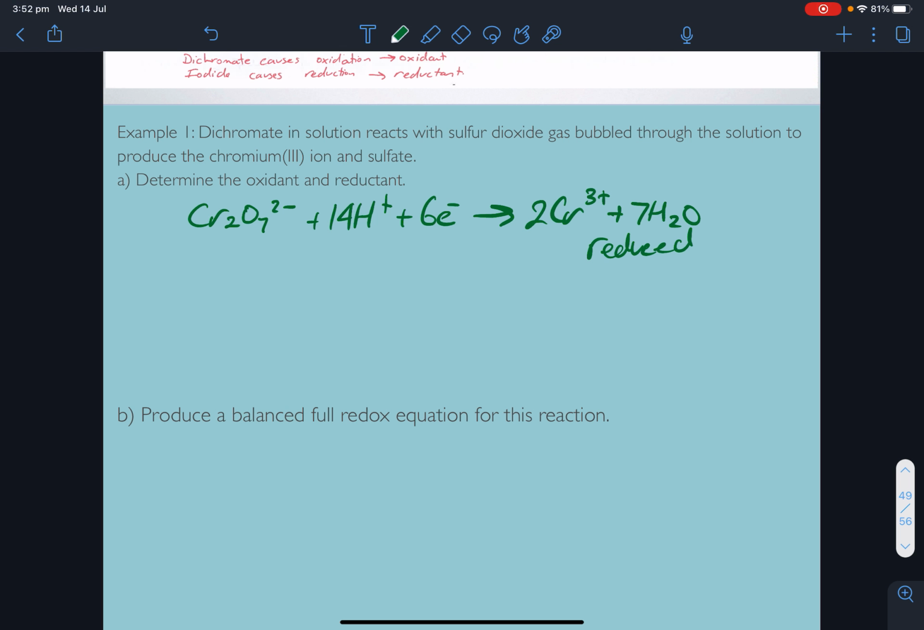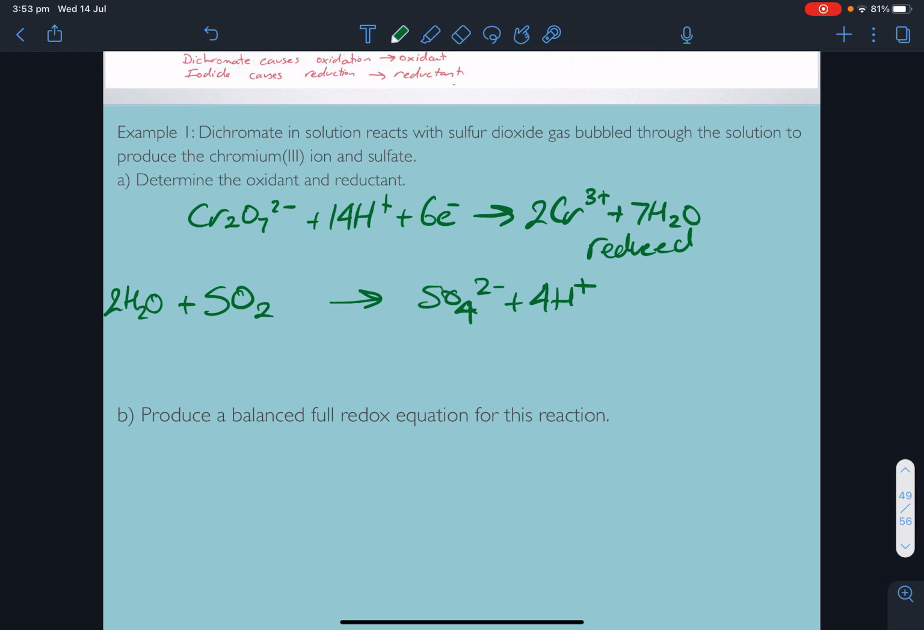What do we got? We got sulfur dioxide gas. Sulfur dioxide producing SO4 2 minus. Okay, let's do our balance half equation here. Balance any non-oxygen or hydrogens. Okay, so sulfur, 1 on the left, 1 on the right, we're good. Balance any oxygens with waters. We have 4 oxygens on the right and 2 on the left, so we need 2 waters on the left. Okay, balance any hydrogens with H pluses. We have 4 hydrogens now on the left, so we need 4 H pluses on the right.